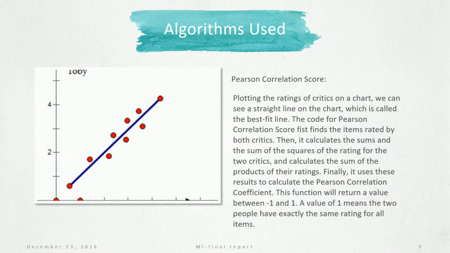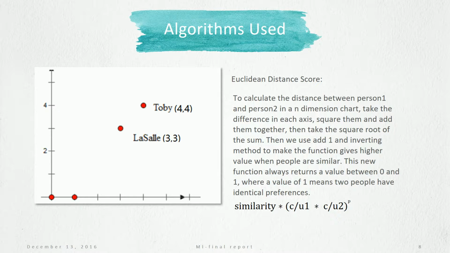Generally, we have used 4 algorithms to build our system. The first one is to calculate the Euclidean distance score between person 1 and person 2 in an n-dimensional chart. We take the difference in each axis, square them and add them together, then take the square root of the sum. We also set an adjustment to this similarity score like this. Due to the adjustment, we can avoid some extreme cases.